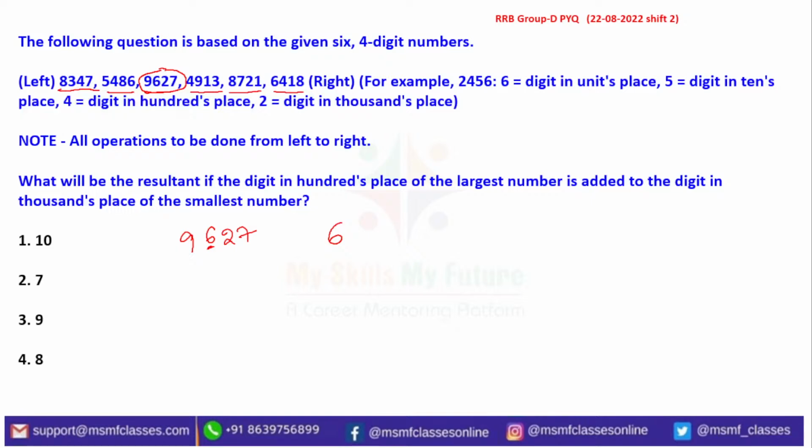Six is the hundreds place of the largest number, which is added to the digit in the thousands place of the smallest number. So what is the smallest number? 4913 is the smallest number. In that, 4 is in the thousands place. So just add this, we get 10.